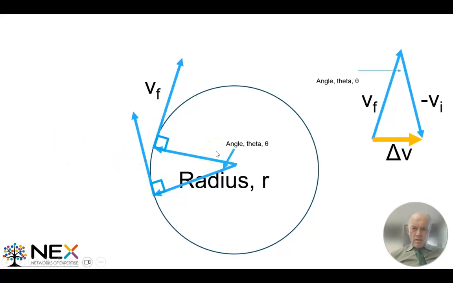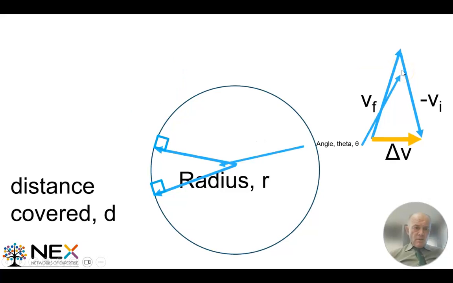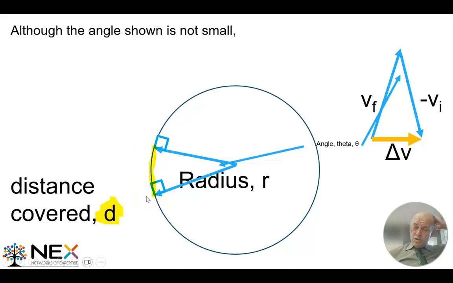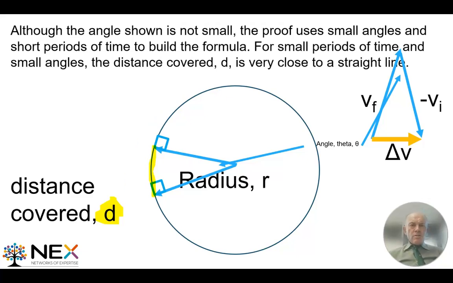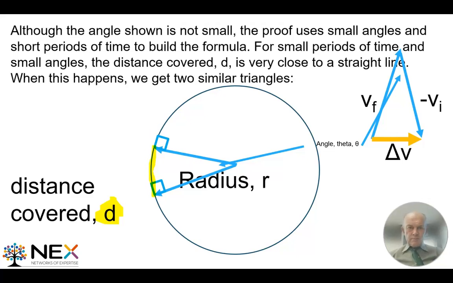If we come back to this bit of geometry here, there's the initial velocity there. We've got two situations here. An angle in here and an angle in here are the same. And the distance covered, d, which I've highlighted around the outside, for small angles and small periods of time, becomes very close to a straight line, which is very useful. I'm going to consider it to be a straight line, even though my picture doesn't show that, because it's very difficult to draw. When this happens, we get two similar triangles.